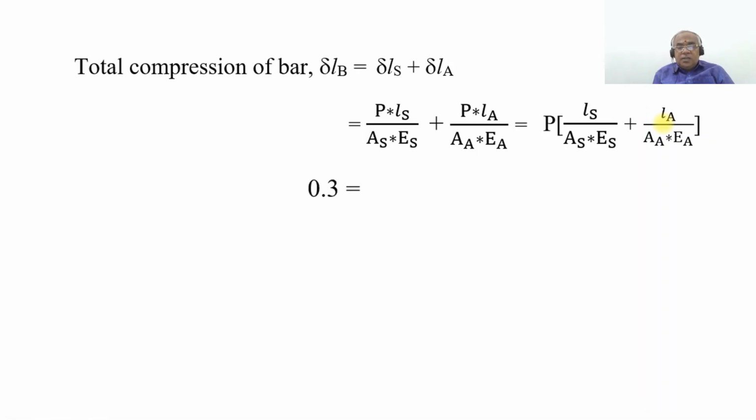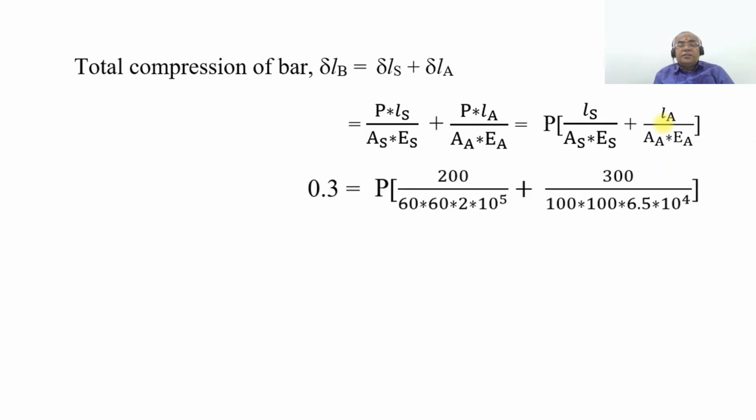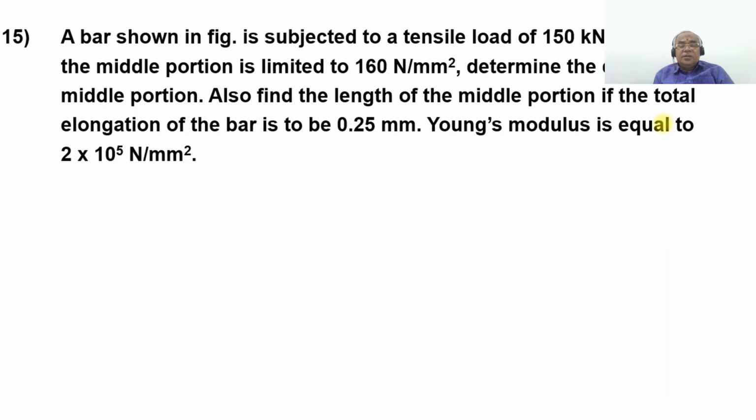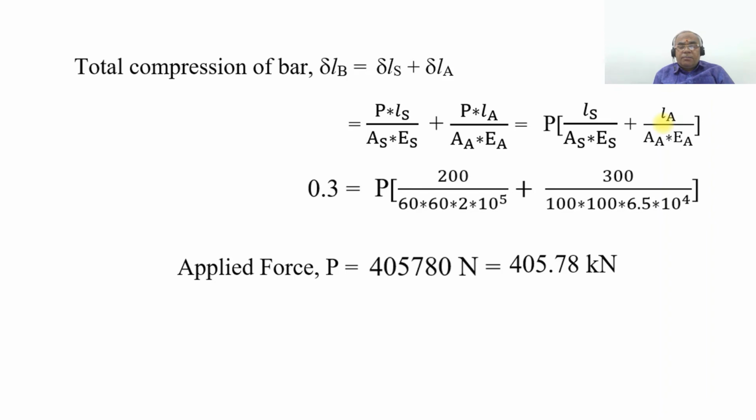So we know the total deformation, which will come down by 0.3, will be equal to, taking out P as the common factor, the length of the steel bar 200 divided by 60 into 60 into 2 into 10 to the power of 5 plus 300 by 100 into 100 into 6.5 into 10 to the power of 4. Then on simplification, the applied force P will be equal to 405,780 Newton, which is equal to 405.78 kilonewton. So this is how you will be able to find the applied load for the composite bar. Thank you.